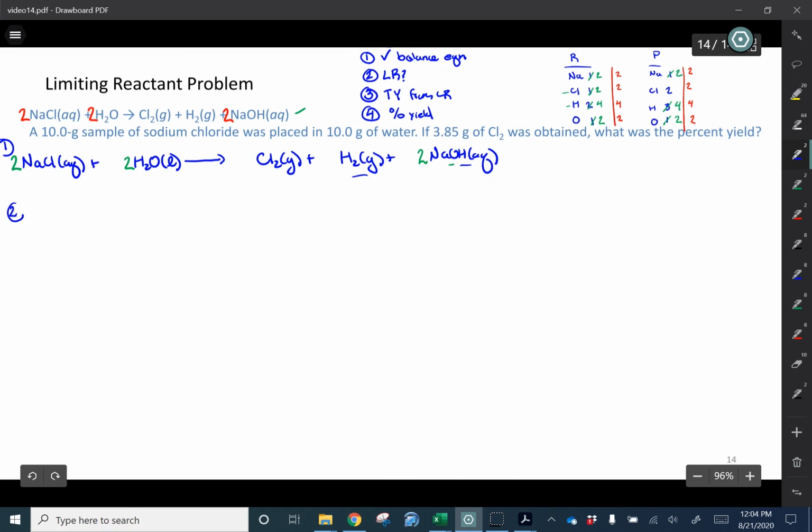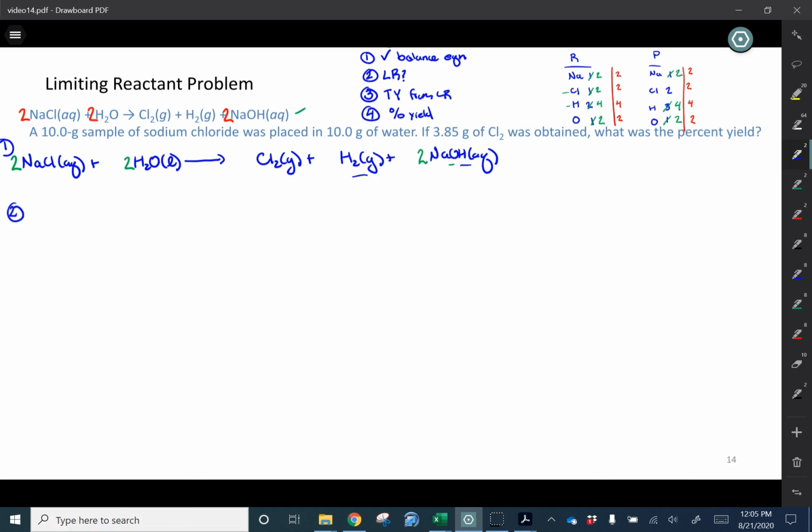Step 2, we want to figure out what our limiting reactant is. Now, we could do this a variety of ways. We can convert and see how many moles of each, because this is a 1-to-1 molar ratio, we can just see how many moles we have and compare those two. And for a quiz, that would be a completely acceptable type of answer.